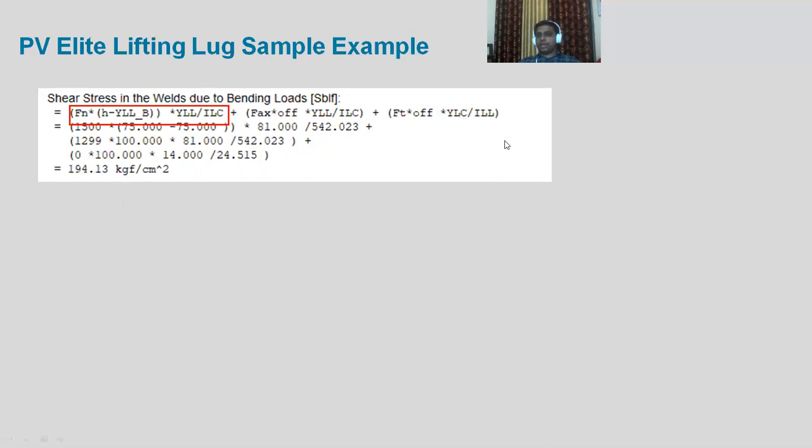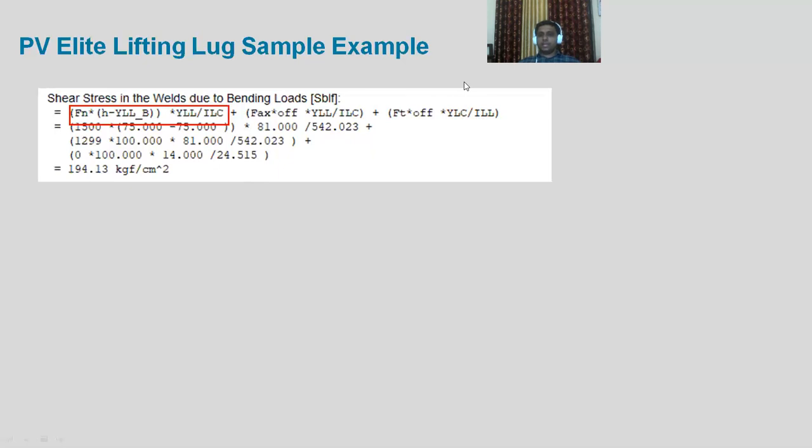So that is nothing but Y will come on the numerator side. So that is nothing but Y by ILL. ILL is nothing but the weak axis moment of inertia, which is 24.515, and ILC is nothing but the strong axis, which is 542. So these two forces are understandable.